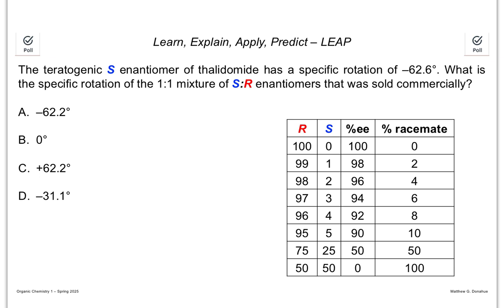So let's put this into practice here using that little scale. We'll say this point is a 1-to-1 mixture, so the specific rotation is 0. Then it says the S enantiomer has a specific rotation of negative 62.6. What is the specific rotation of the 1-to-1 mixture of S to R enantiomers that was sold commercially?